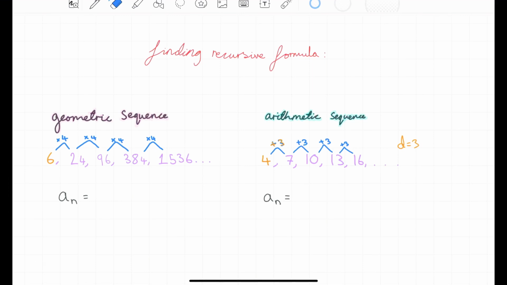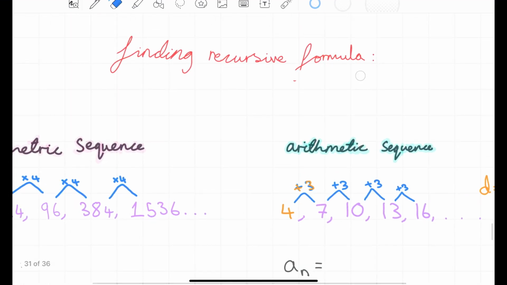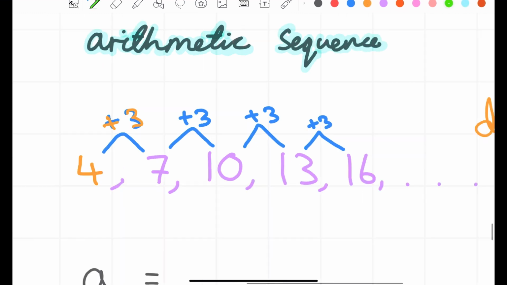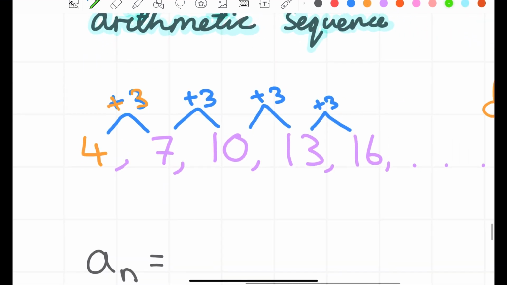Everyone, today we're looking at finding the recursive formula for these two sequences. Let us begin with the arithmetic sequence. So the first thing we can notice here is that we're adding 3 from 4 to 7 and then another 3 from 7 to 10. So technically our common difference is always 3.